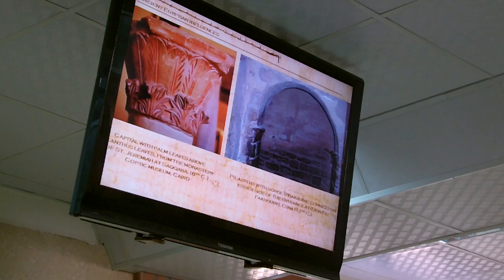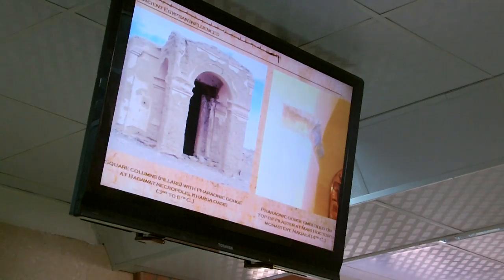And here we have two pilasters with gorge or the pharaonic cornice on top. These are present in El Fakhuriyya. These are also pilasters with the cornice on top. This one is in the Bagawat Necropolis, and the one on the right in the Wadi Natrun.